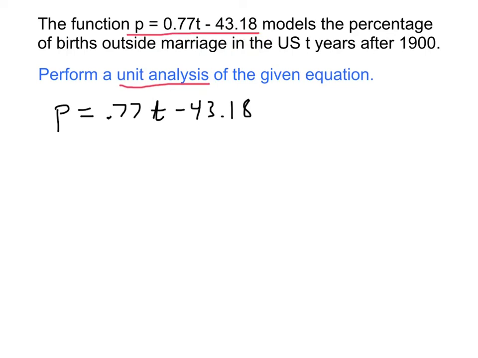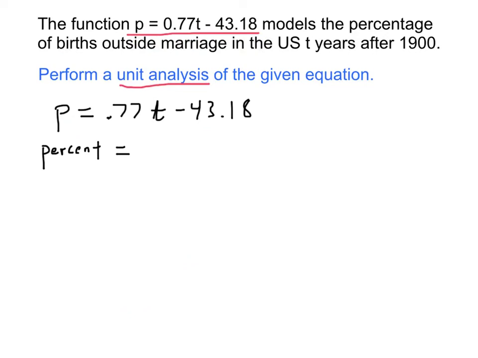So, for example, let's start with this p here. Now this p stands for what? Percentage, and the units on that are percent. So we'll just write that as, I'm just going to use a percent symbol. Actually, now that I think about it, I'll go ahead and write the word right out, just so it's clear. So percent. Okay, so the units on the left side of the equation is just percent.